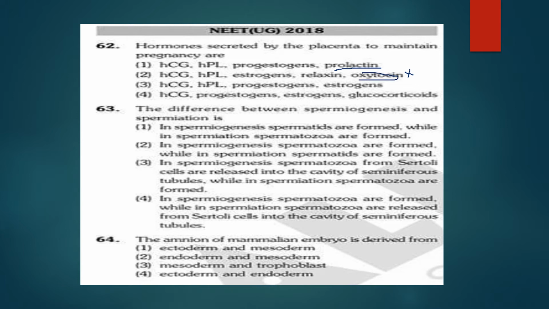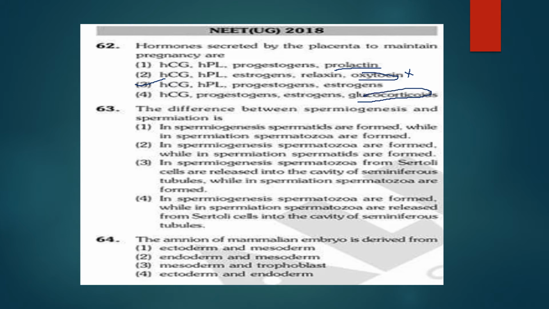And here coming to the third one, HCG, HPL, progesterone and estrogen. All these are being secreted by the placenta. So this is the correct one. Now you go into the fourth one, that is HCG, progesterone, estrogen, glucocorticoids. Glucocorticoids are not produced by the placenta. They are being secreted by the adrenal glands. Okay, so that is the difference.